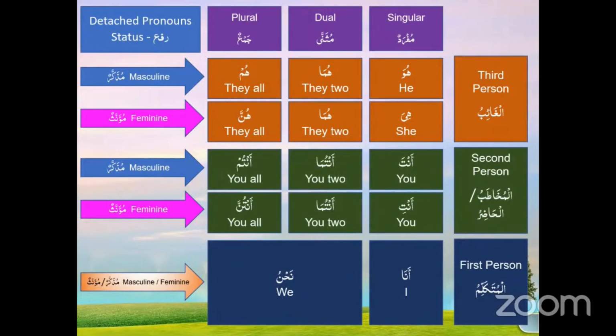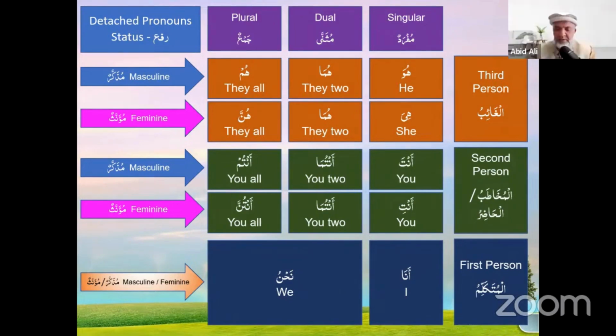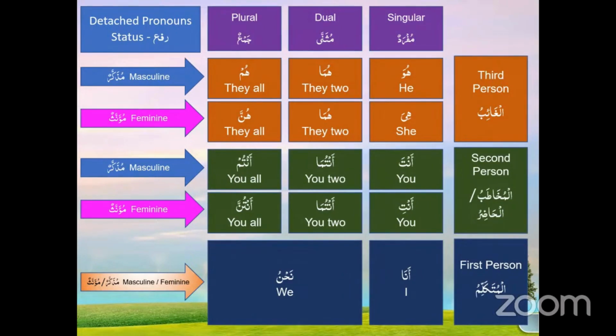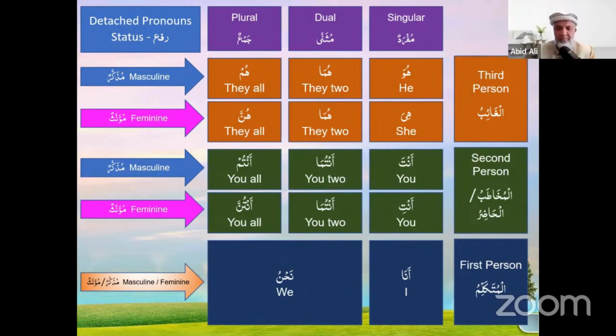Okay, so far so good. Brother Abid, quick questions. You've put we, nahnu, as one block because it represents both male and female. In the third and second person, the dual is also the same for male and female, right? Yes, that's right. And when you look at the sentence, from the context of the sentence, you would understand whether it mentioned two males or two females. Okay, this will, inshallah, start to make more sense when we see examples.